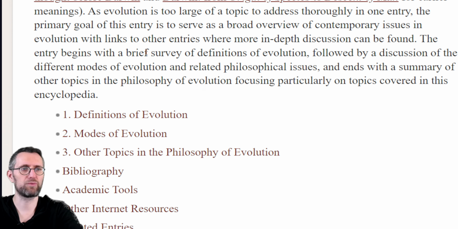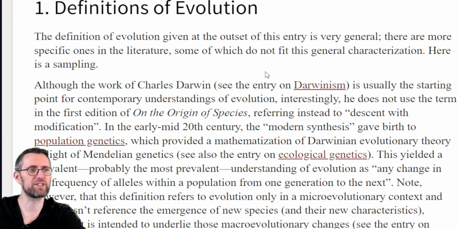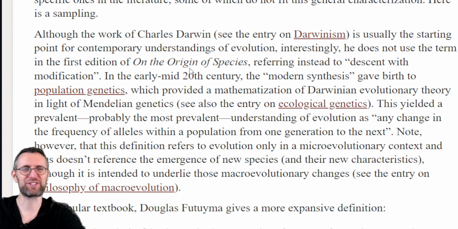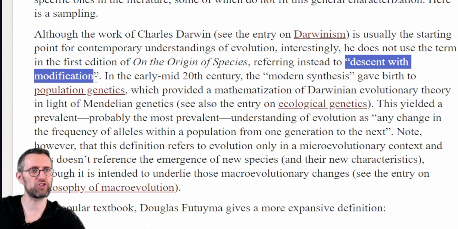Okay, and then we start with a brief definition and then discussion of different modes of evolution. So let's see the definition. The definition of evolution given at the outset of this entry is very general. There are more specific ones. Okay, let's see what definition they give. Although the work of Charles Darwin is usually the starting point for contemporary understanding of evolution, interestingly, he does not use the term evolution. Instead, he refers to descent with modification.